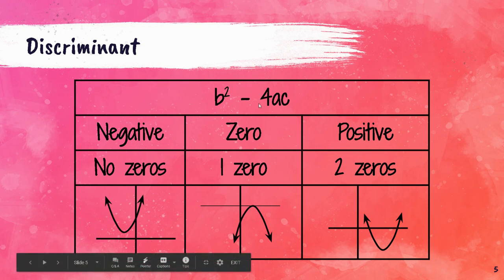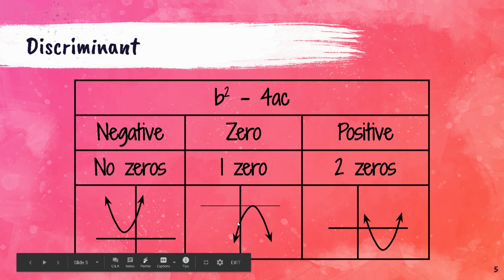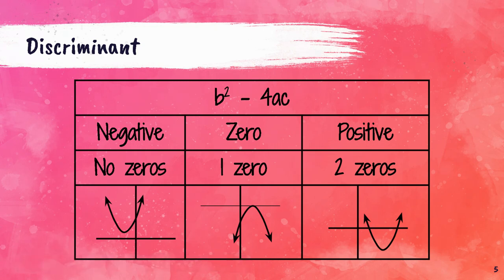If this all equals 0, then it has 1 zero. Notice how this barely touches once and then goes back down. And if you get a positive number, you have two zeros. This one's the most common and will show up the most while we do our unit.